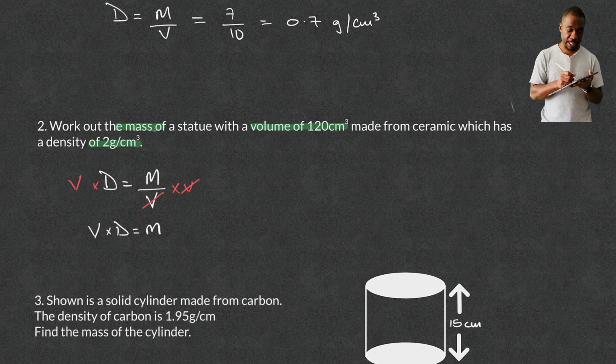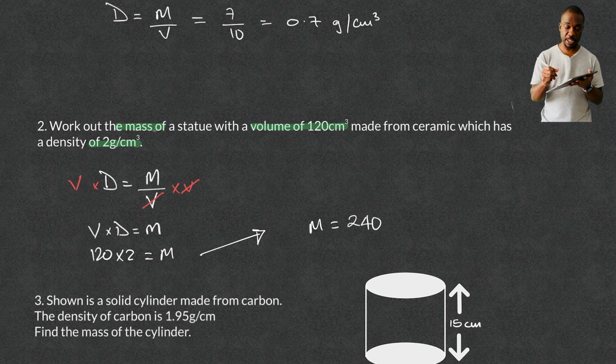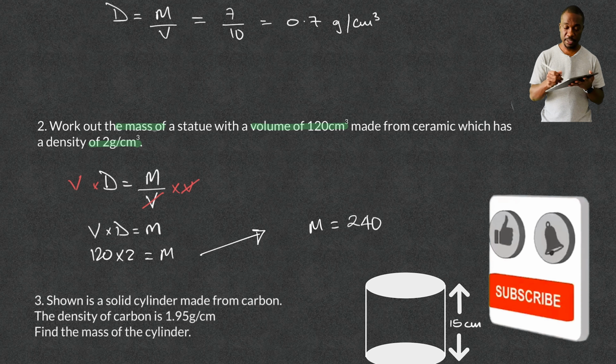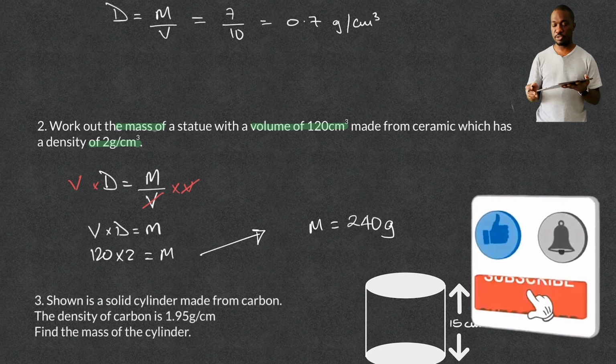So that means it's going to be 120 times 2 is the mass, which is going to be, let's go over here to finish up. So mass is going to be equal to 240. What do I put here? Well, don't forget mass is all about weight. So you can see the grams in there per centimeter cube. So that's just going to be 240 grams.